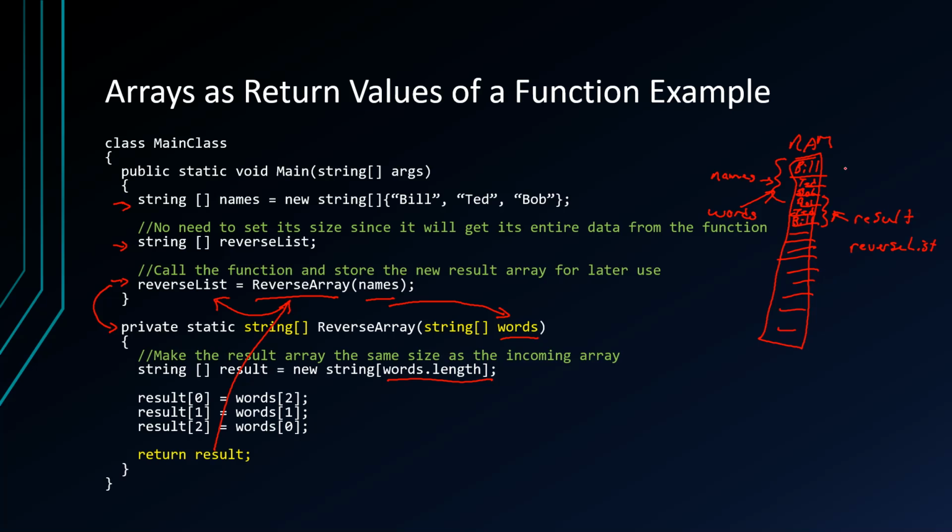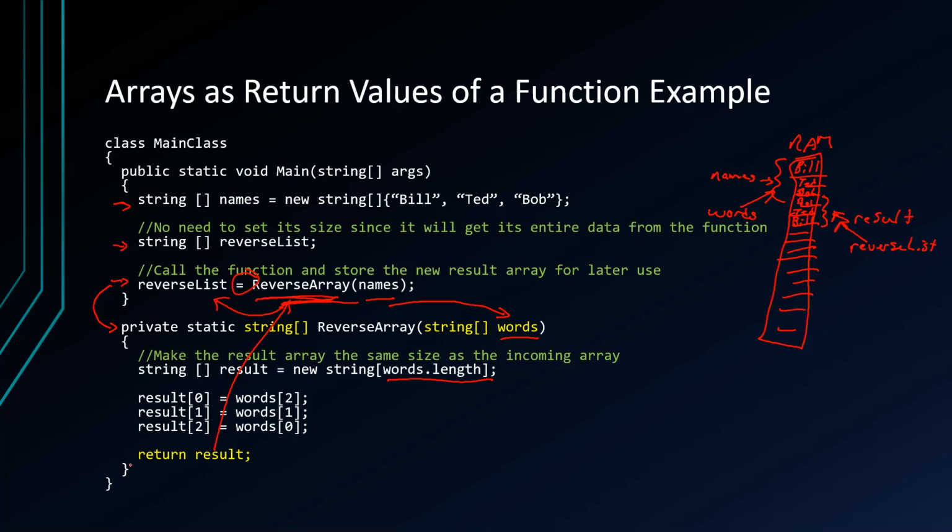So now we have both arrays in there. We have different variables pointing all over the place. And then finally, we return that result. So what does this actually mean? It means if we look at this line right here, we're saying reverse list is now going to point to the same place that reverse array returned back. So that means reverse list points here. It finally is pointing somewhere.